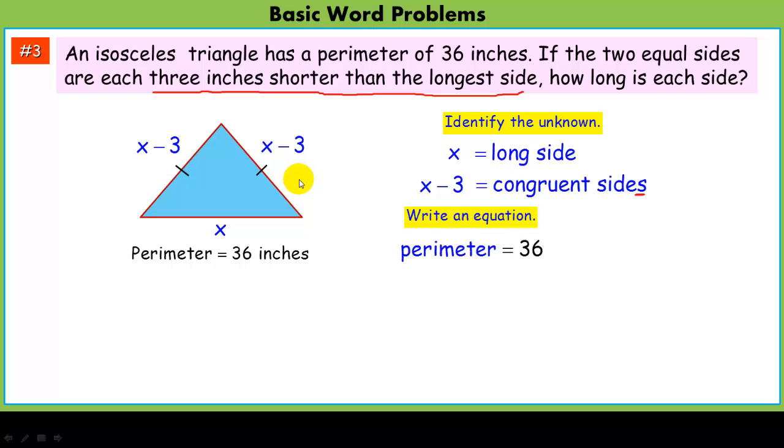Now we're going to write an equation. It says the perimeter is 36. All we have to do is add up all the sides.